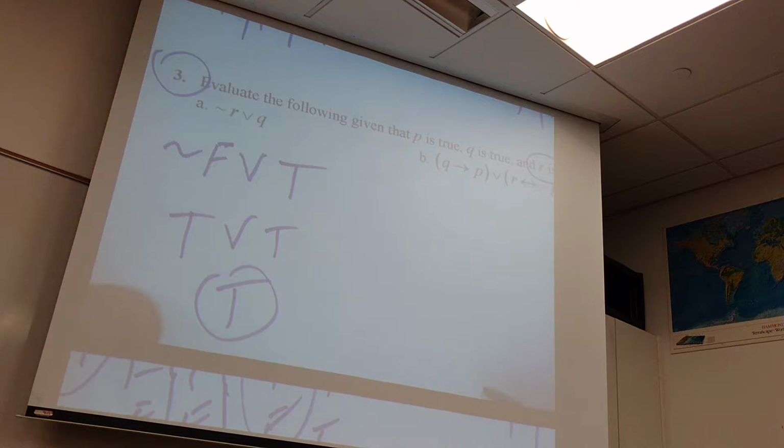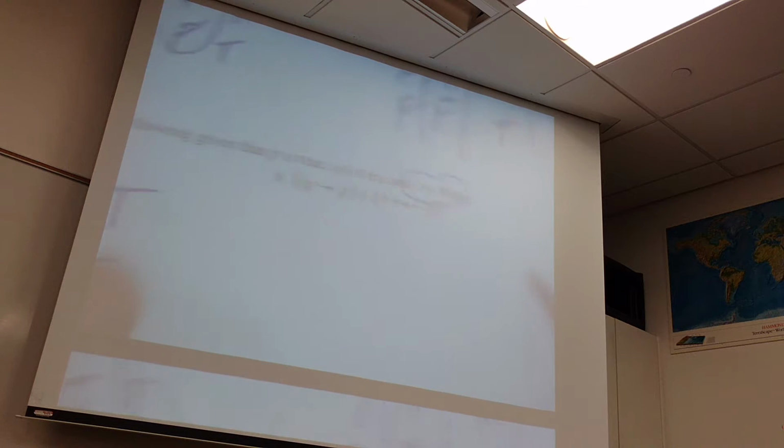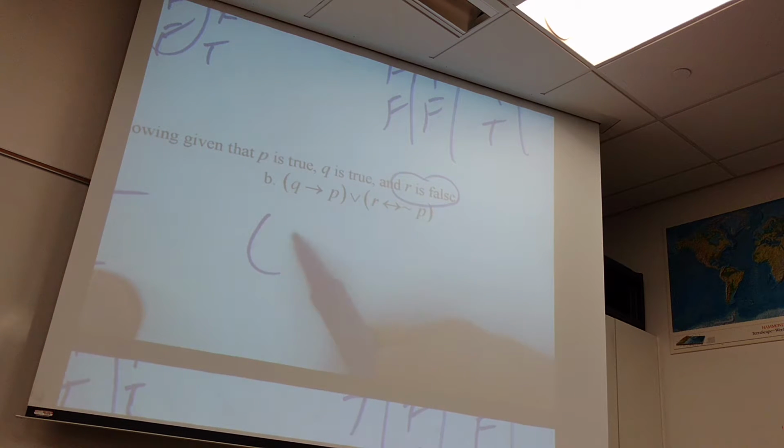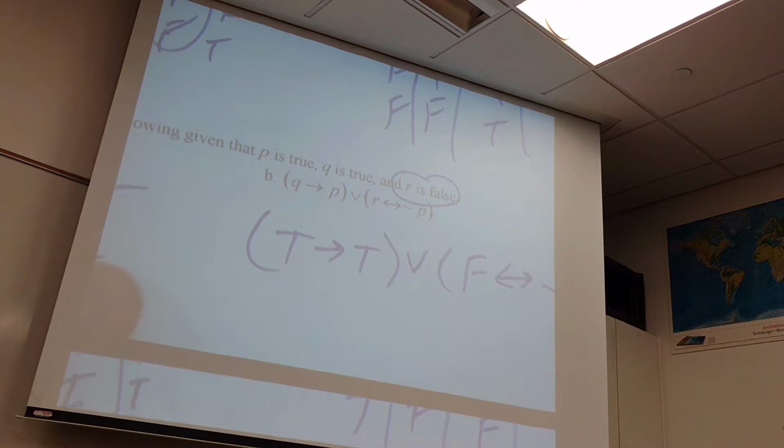That's more like X plus Y minus Z squared. And they tell you X is 3 and Y is 4. You plug it in and you do it, right? That's exactly what that is. I like it. So this is the same way. I just plug in true implies true or false, if and only if not true.